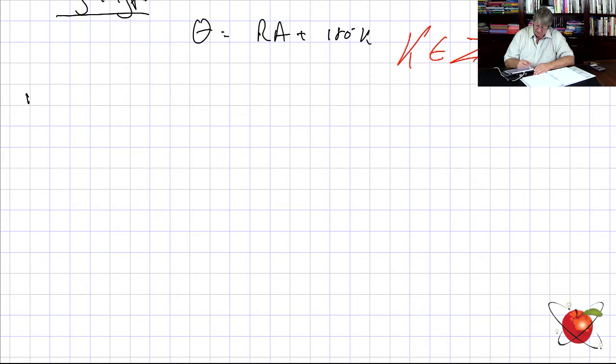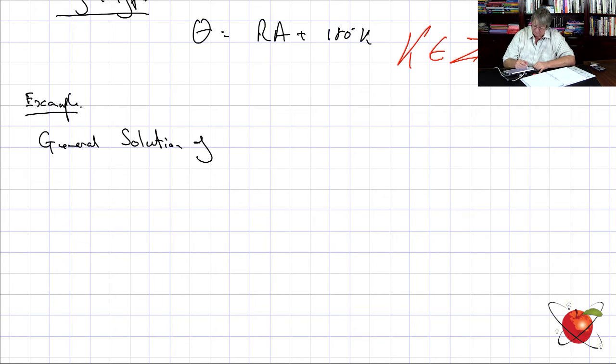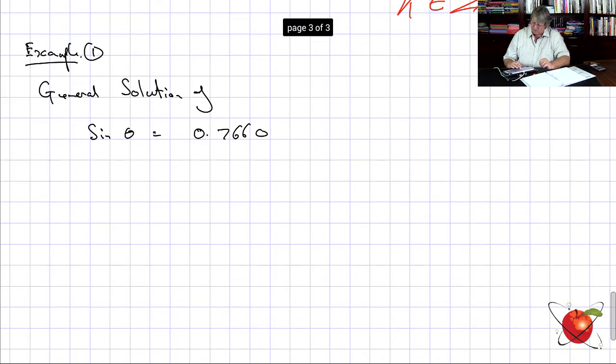Let's take a very straightforward one first, and we go through the recipe steps. Just go through that with me. Let's do a few examples, and here we go with one. Example 1: determine the general solution of sine theta is equal to 0.7660. Let's go through the recipe slowly here.